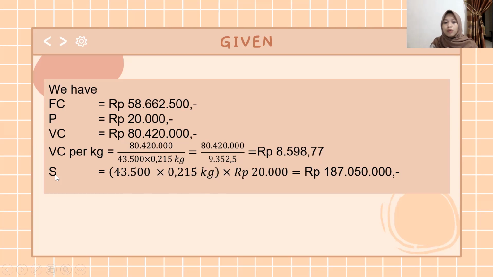And then we have to obtain S, the total selling price. The total selling price is 43,500, the total tails of fish every harvest, times the average weight of every tail of fish, 0.215 kilogram, times the price of fish per kilogram, 20,000 rupiah. So we get S is 187 million rupiah.